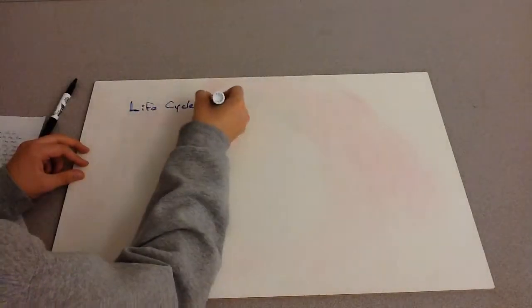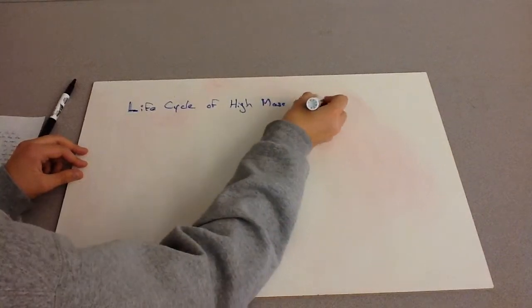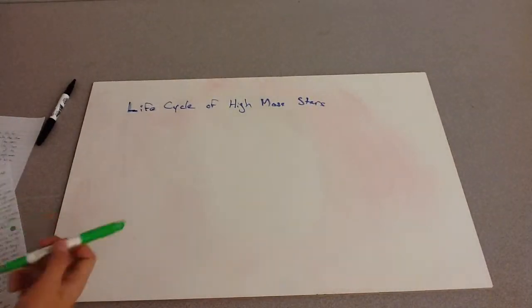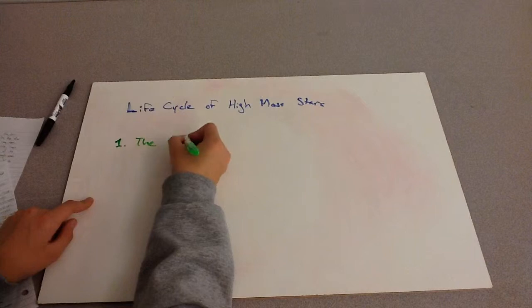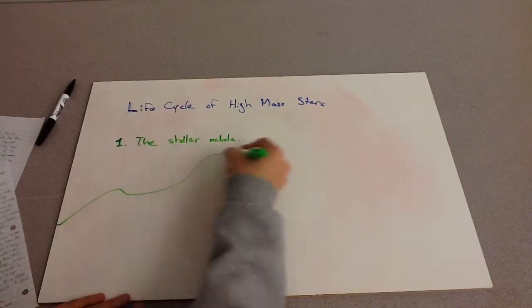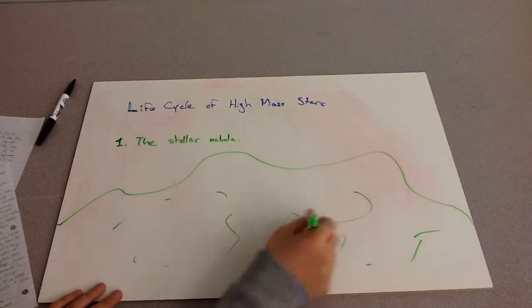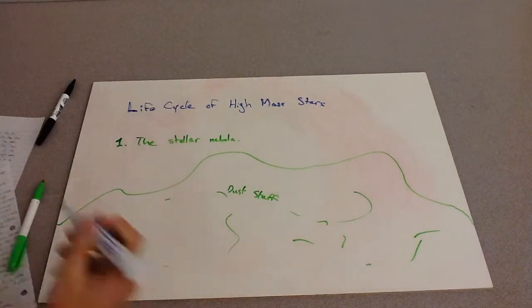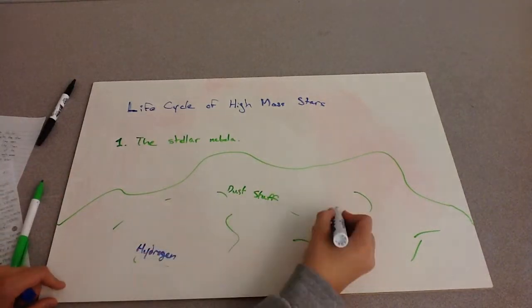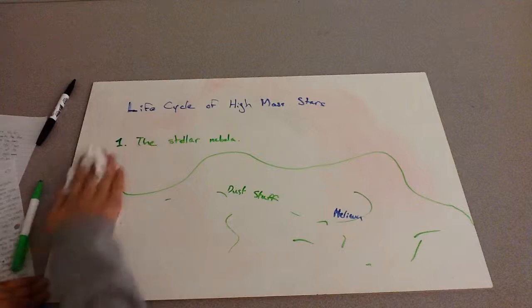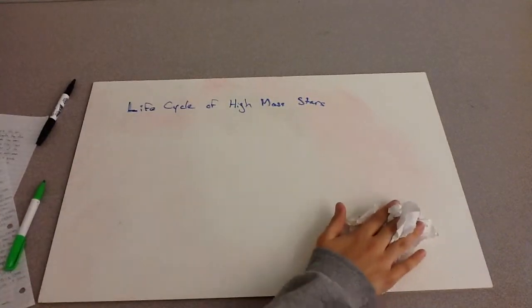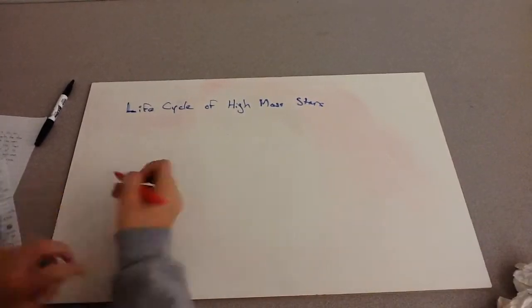Okay, let's talk about the life cycle of high-mass stars. Like all stars, they start out in the planetary nebula. That is definitely dust stuff. And hydrogen and helium. I'm so good at drawing, aren't I?